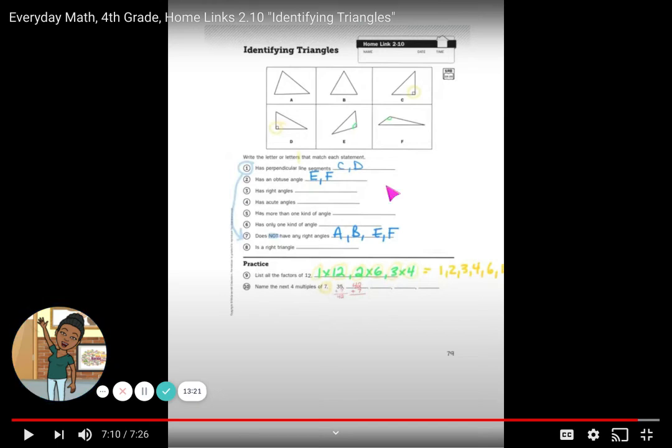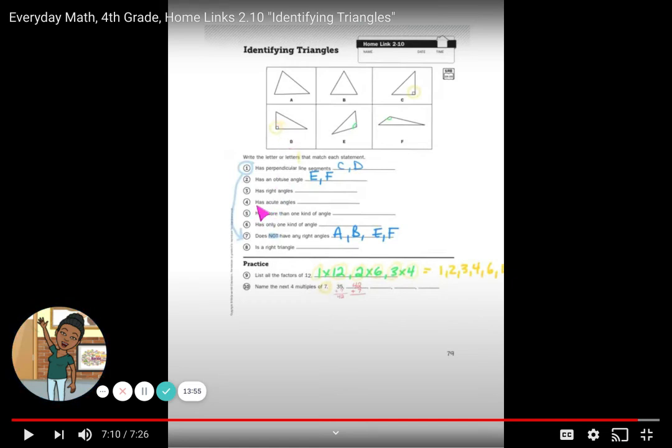As you finish your triangles, do not get discouraged. Ask yourself for number 3, which triangle has right angles? Well, we can see from the pictures, the right angles are identified with the square. So we know those triangles C and D have right angles, and we know that because of the square. It lets us know this angle is exactly 90 degrees.